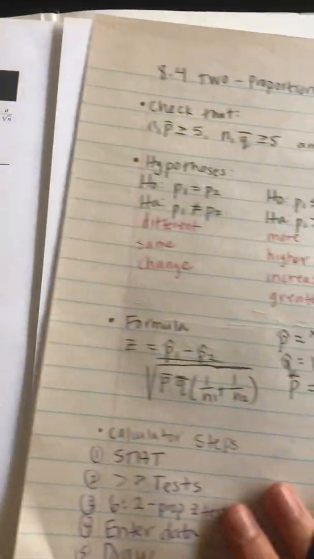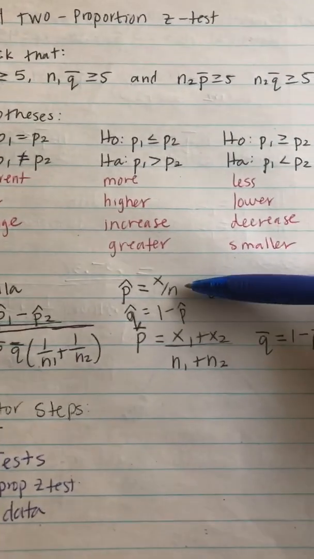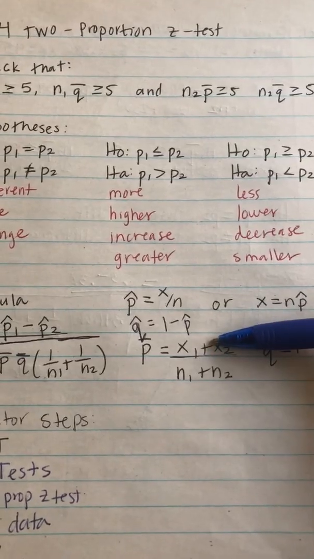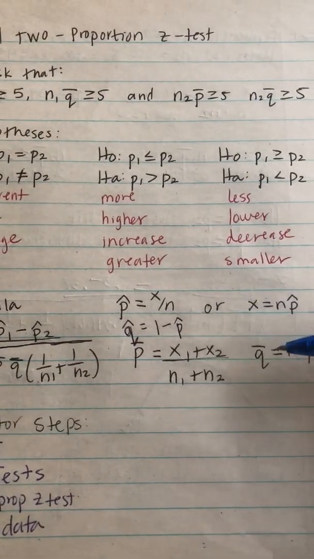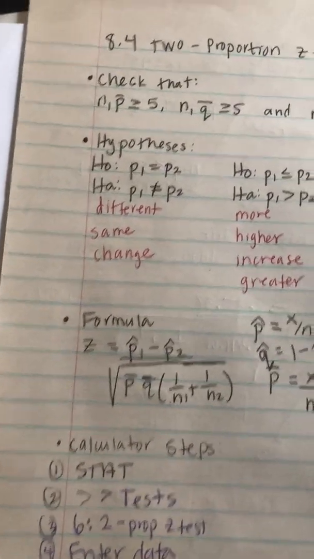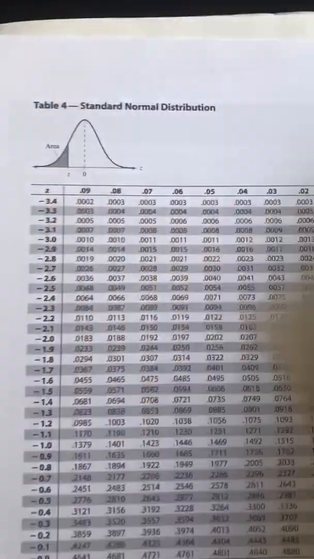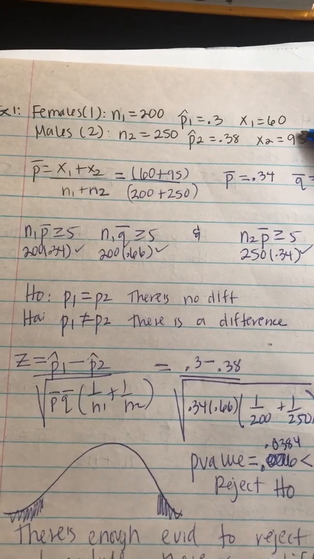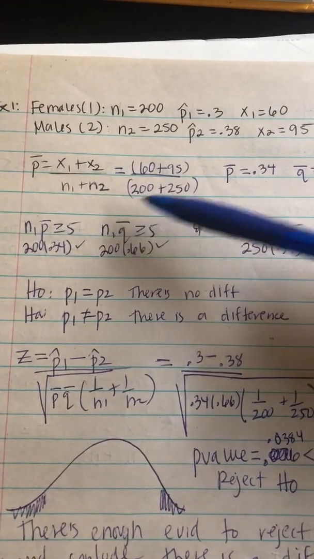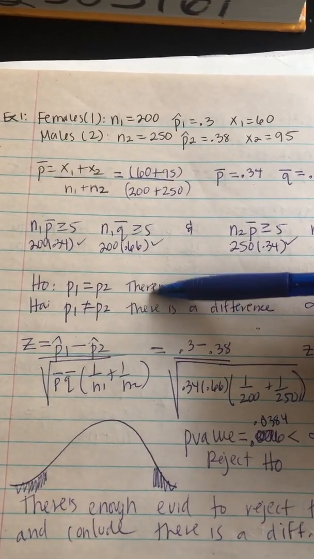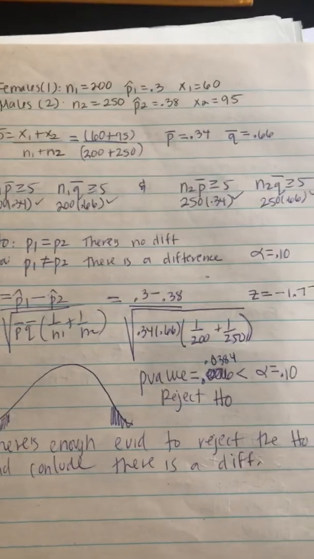Again, it seems like a lot, but just focus on one part at a time. First, find p hat, and then find p bar. After you do that, you'll get q bar and q hat. Then you check the conditions and go through the formula. You just use this to guide you. Write all the important information, find p bar and q bar, check the conditions, write your hypotheses, put it in the formula, and then from there it will be the same as before.